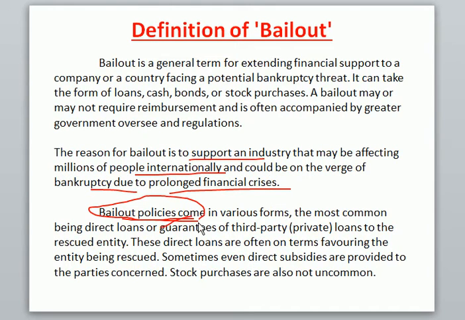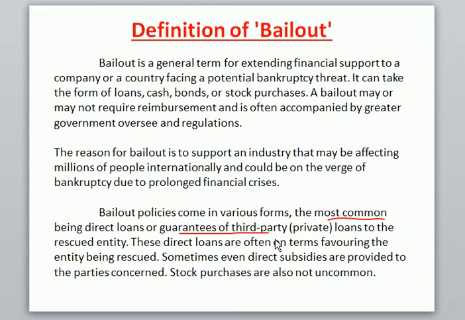Okay, bailout policies generally come in a variety of forms, the most common being direct loans or guarantees of third party loans to the rescued entity. Direct loans will be given to that company, or a guarantee of a third party, meaning another person acting like a surety. When you take a loan, even in your personal life, the bank will ask you for a surety, so you will put your father's signature or your brother's signature. That is called a third party guarantee.